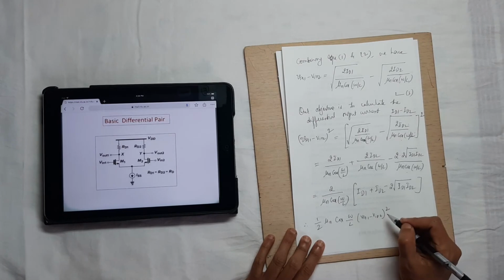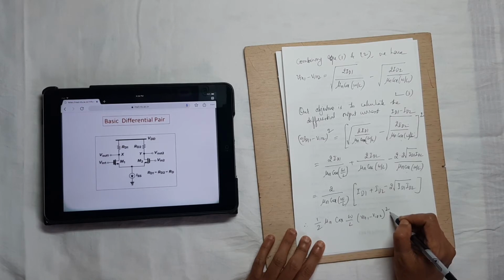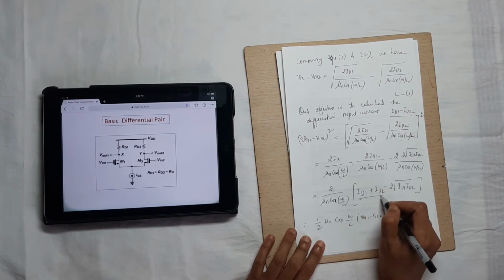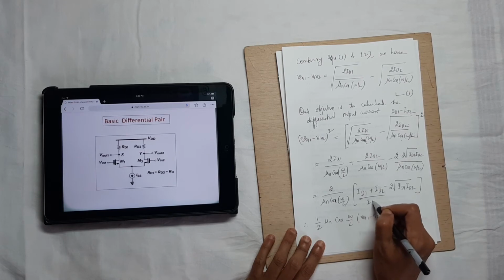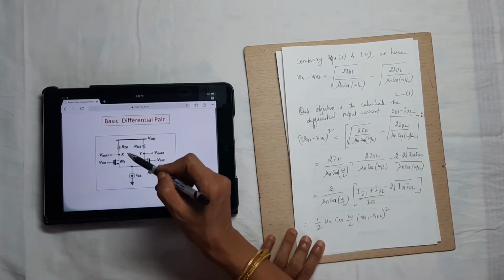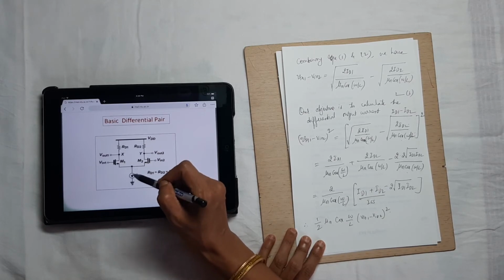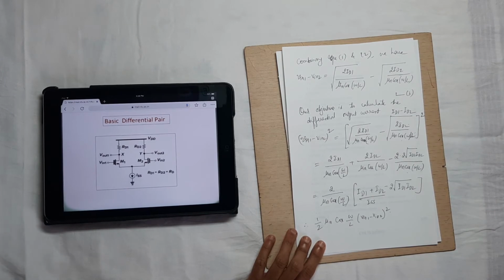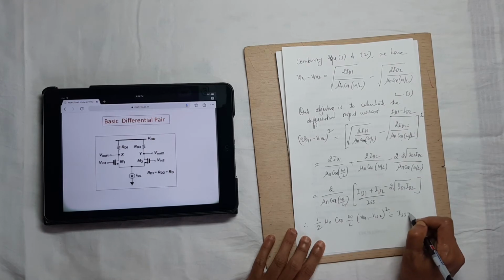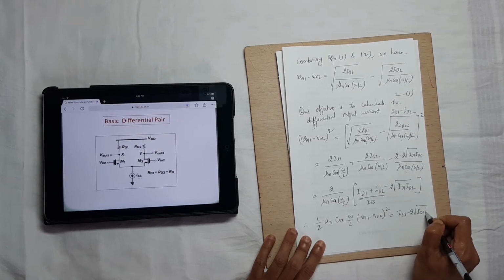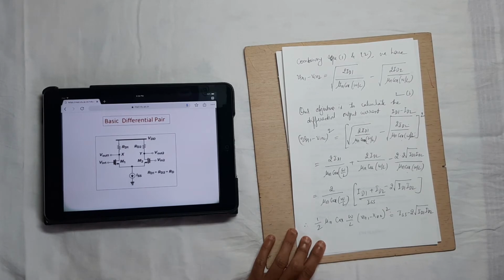It is equal to, what is ID1 plus ID2? It is nothing but ISS. See, this is ISS. ID1 is the current flowing through this and ID2 is the current flowing through this. The sum of these two currents can be represented by ISS. Therefore, that can be written as ISS minus 2 times square root of ID1 into ID2. I have replaced this part by ISS because ISS is the sum of these two currents.